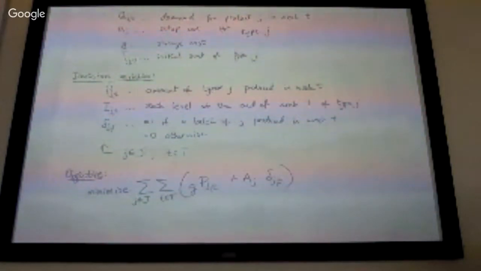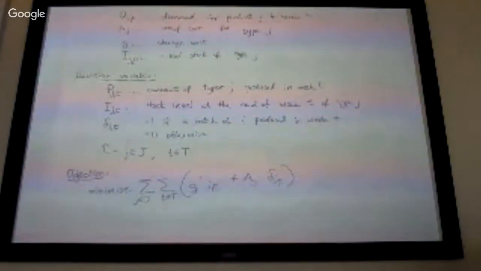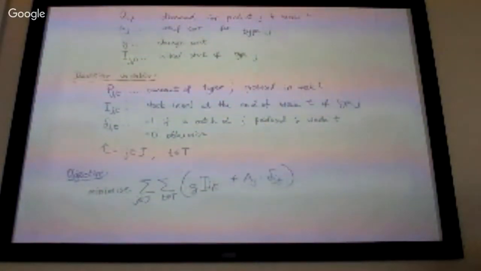Why is it P? You said P. Oh, it should be I, shouldn't it? It should be I. You're right. Otherwise it's just going to be P minus Q, which is a constraint. No, you're right. Otherwise, it's a constraint. It should be I.